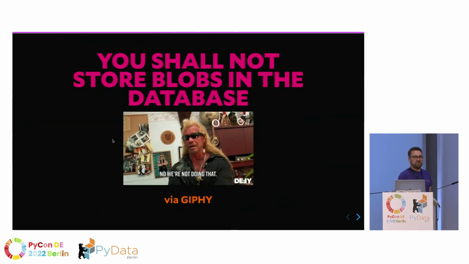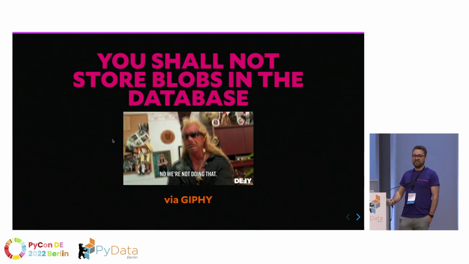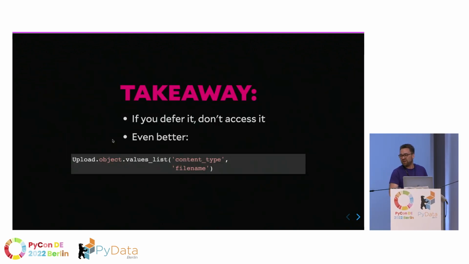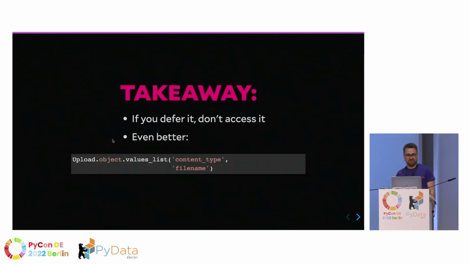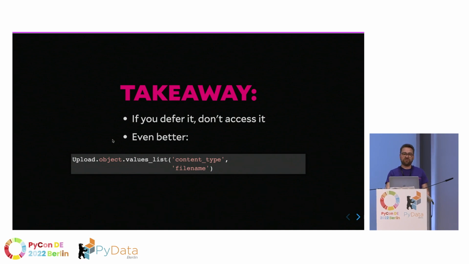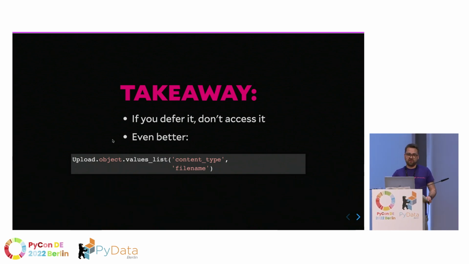But anyways, you shall not store blobs in your database at all. But if you defer something, don't access it. Because deferring means it won't get queried from the database, but you will still be able to access it, and if you do, you get another query. So one way to circumvent that is by using values or values_list. That gives you a pure Python list, and you will not be able to fire another query if, for whatever reason, you incidentally access that field again.